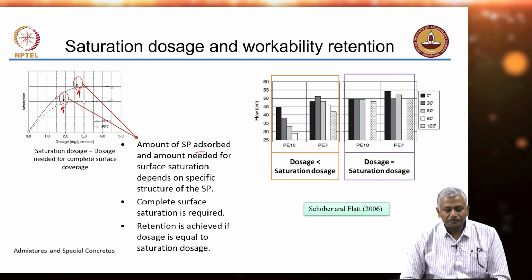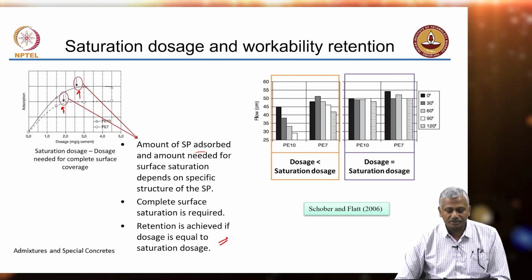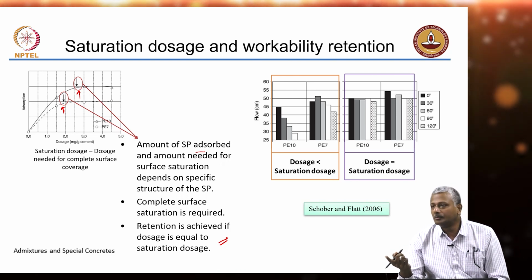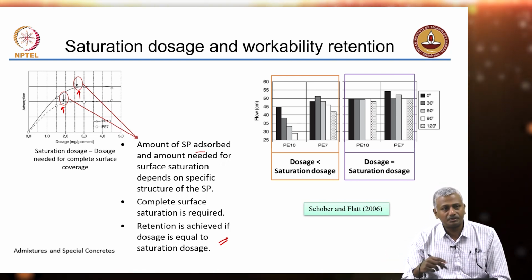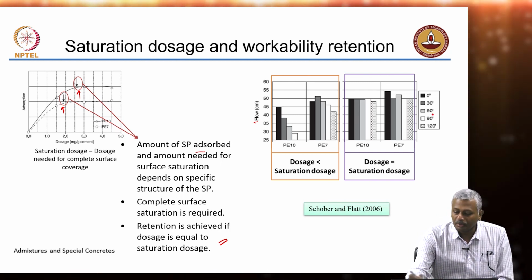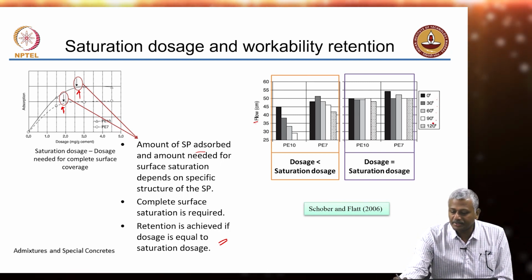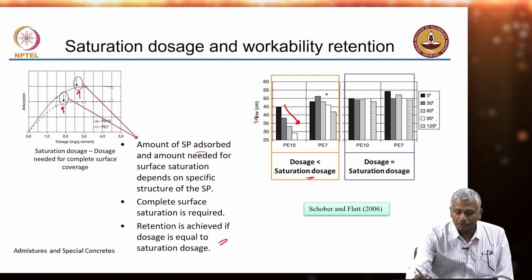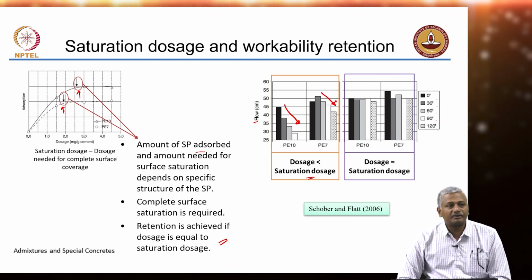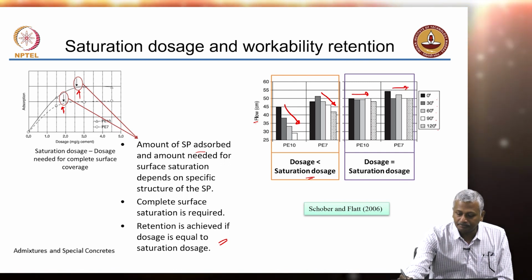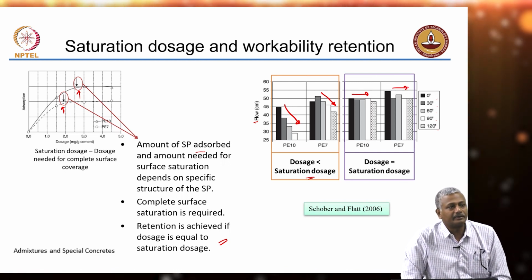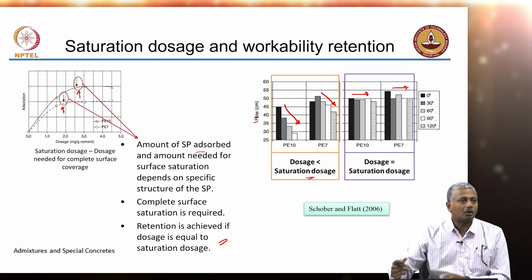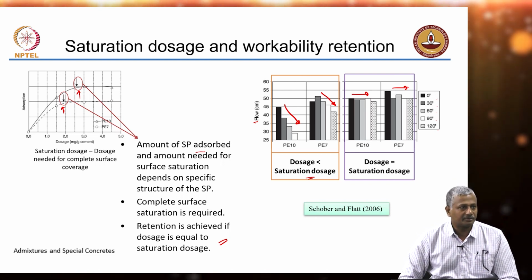Now, retention is achieved if dosage is at least equal to saturation dosage, equal or more. You need a greater amount than saturation if you really want retention. What is given here is the flow in terms of time: 0 minutes, 30, 60, 90 and 120. You see that if the dosage is less than saturation dosage, there is a significant drop in workability, whereas at saturation dosage you have very little reduction. If you go in excess of saturation dosage, you may prolong it further, but you have to live with the retardation that happens in the system.